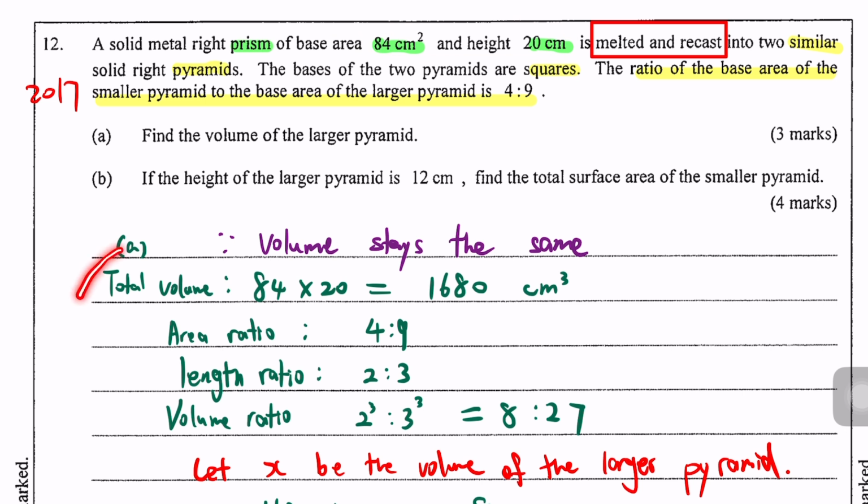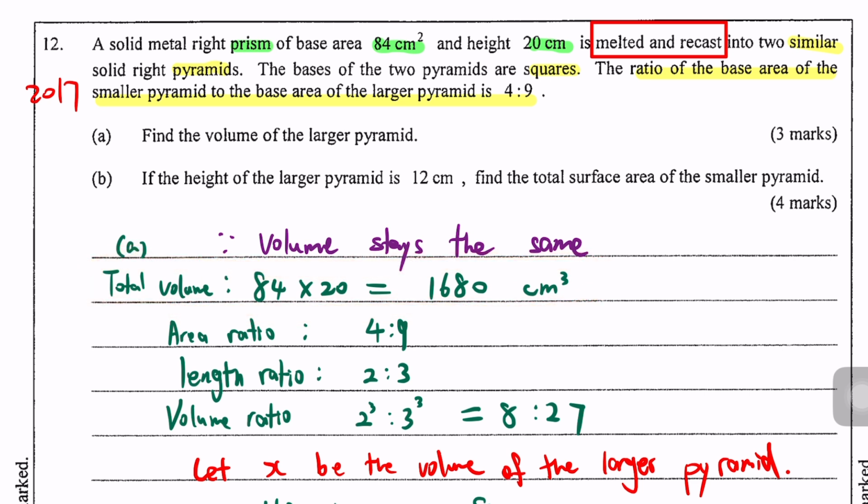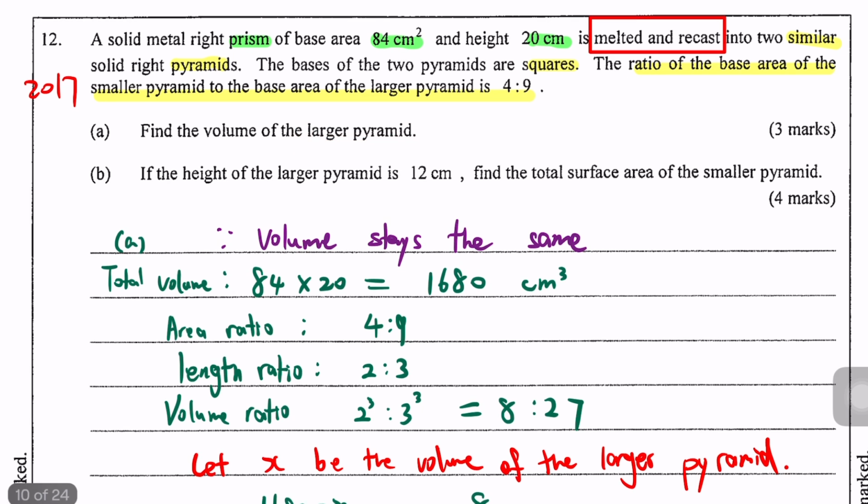So you calculate the total volume first, because the volume won't change. The amount of material is still there, right? And then now you only need to find the largest pyramid. But you now only have the total volume. How can you find the volume of the largest one using the ratio?